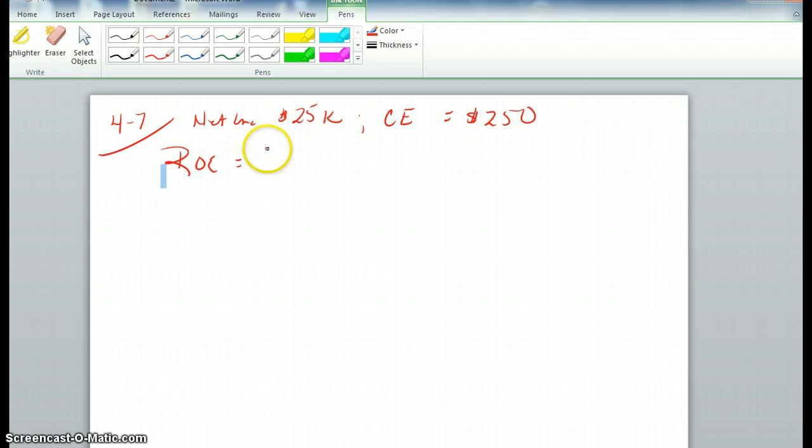is very straightforward, isn't it? We have net income over common equity is return on equity. So we can calculate that one easily enough.